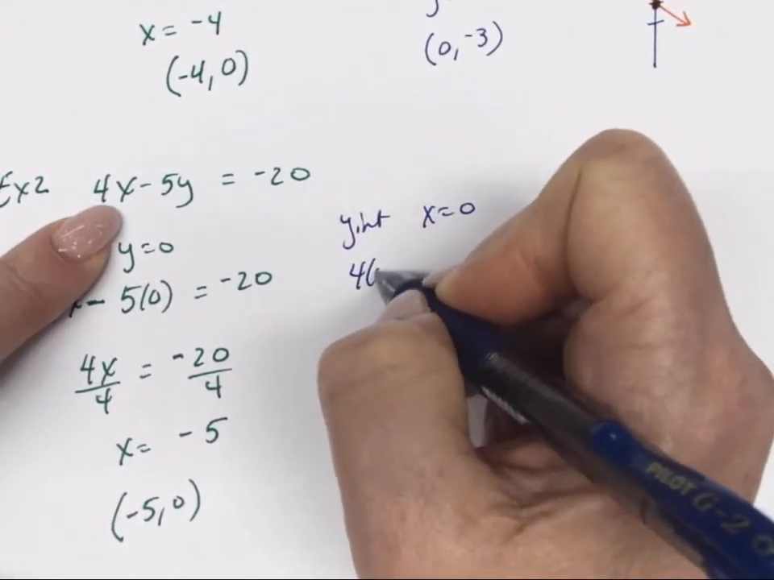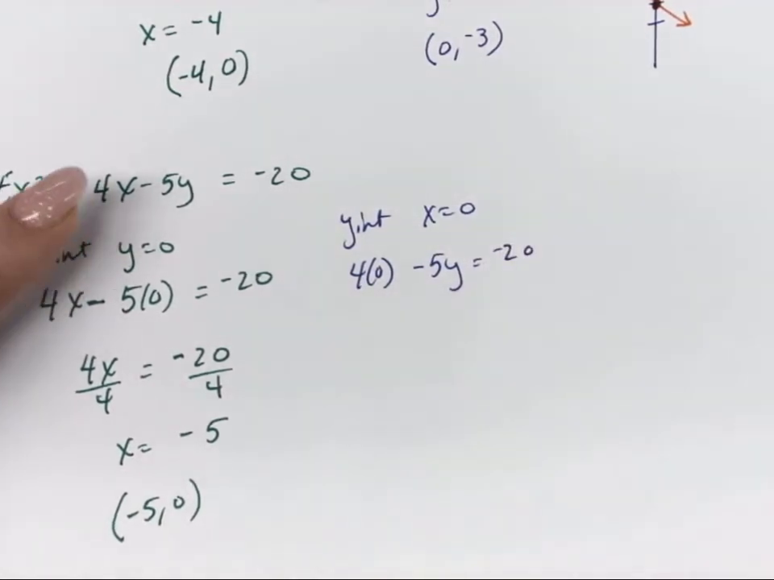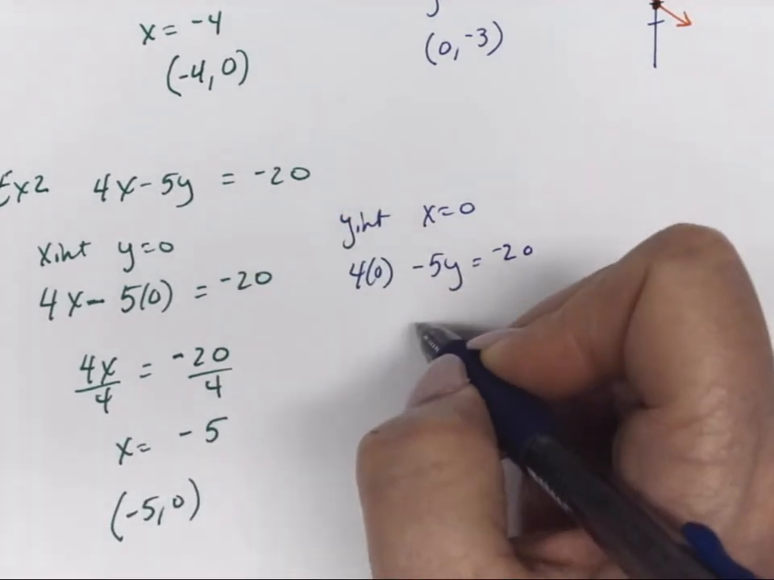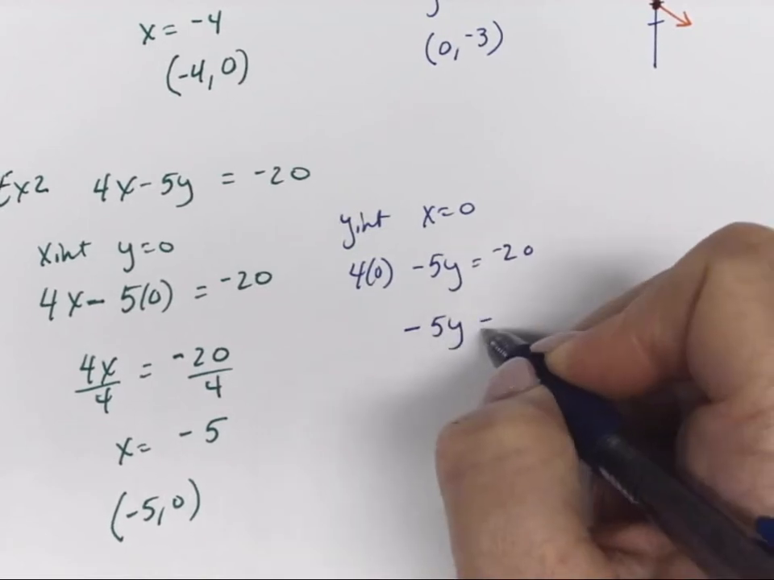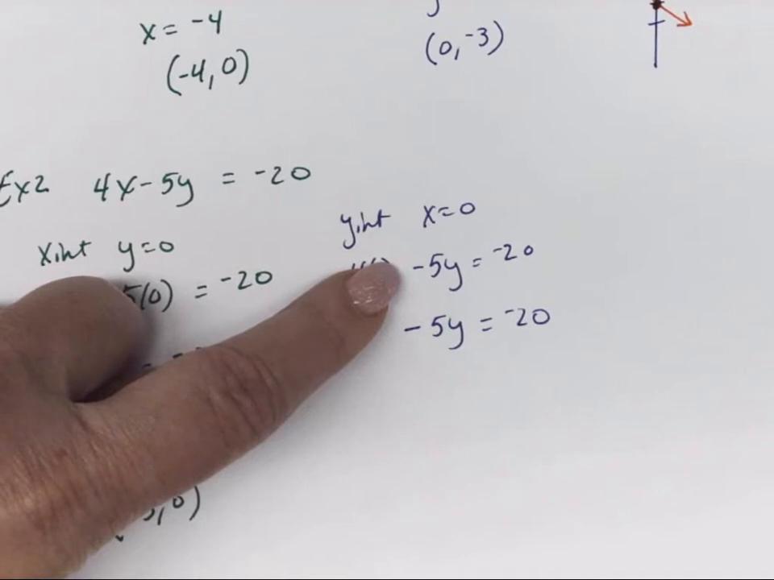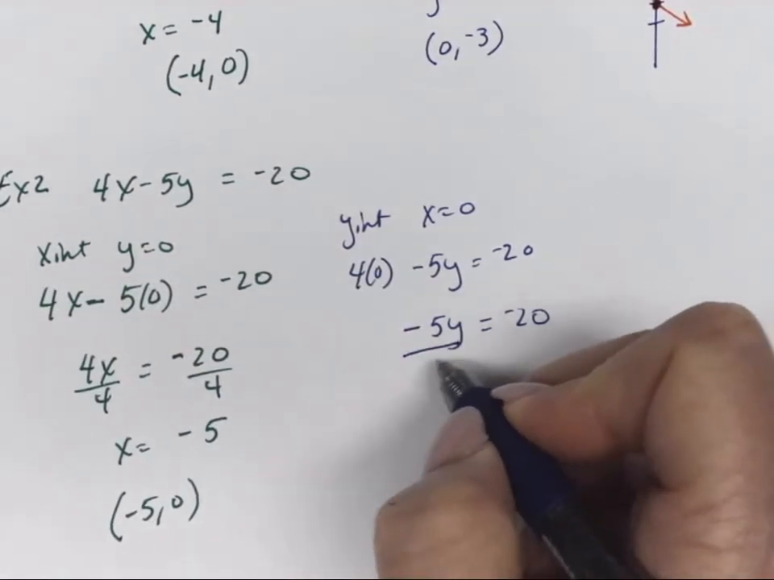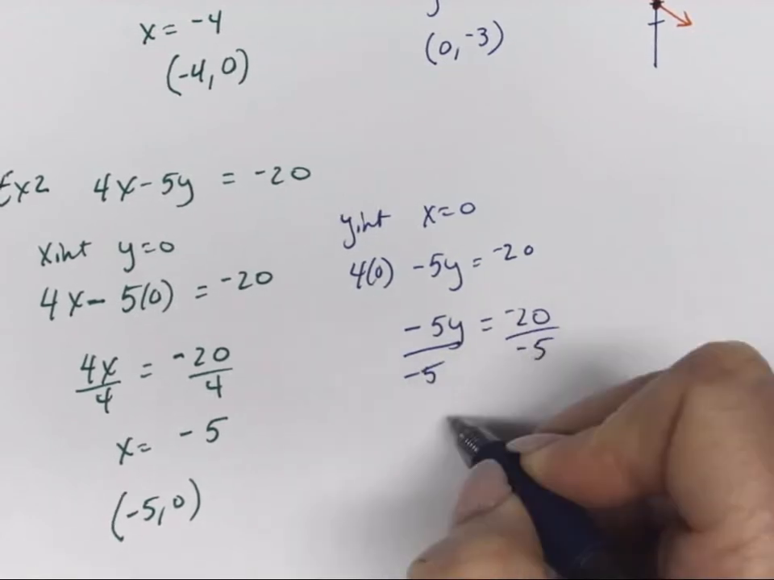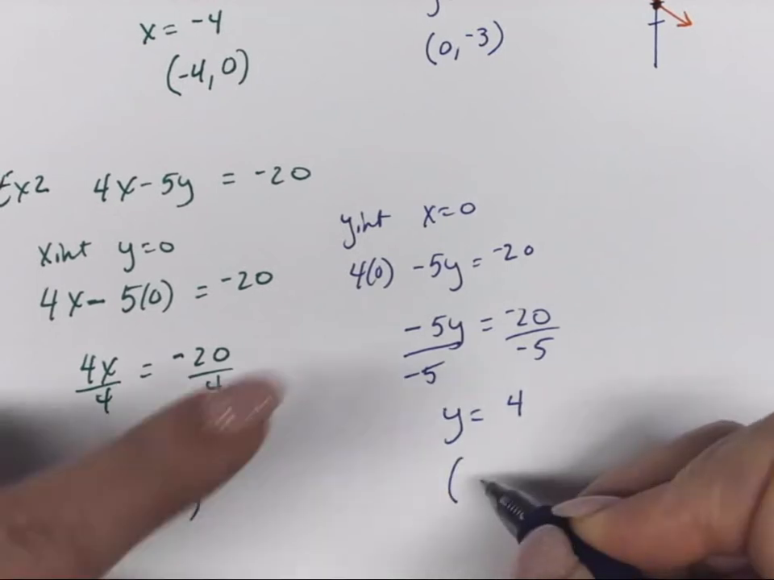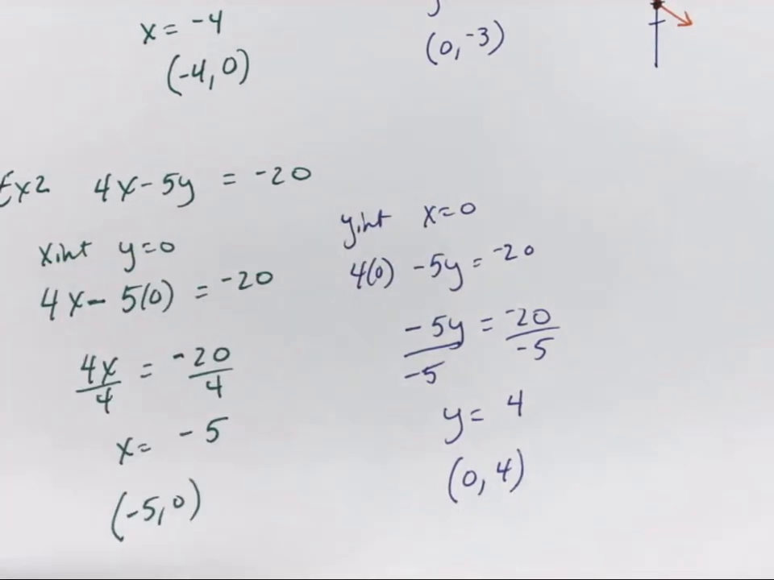So 4 times 0 minus 5y equals negative 20. So again, anything times 0 will be 0. So we have negative 5y equal to negative 20. Notice we had a negative. Don't forget the negative. That's where a lot of students make a mistake and leave off that negative sign. Now we'll divide both sides by negative 5. And we end up with y is equal to positive 4. Our intercept is now x equal to 0, and 4 for y.